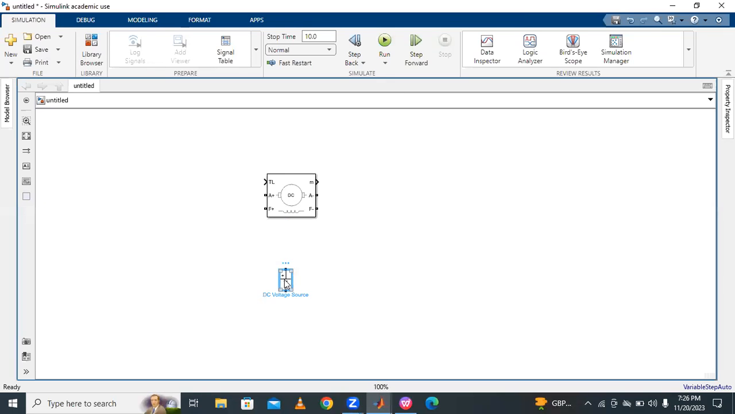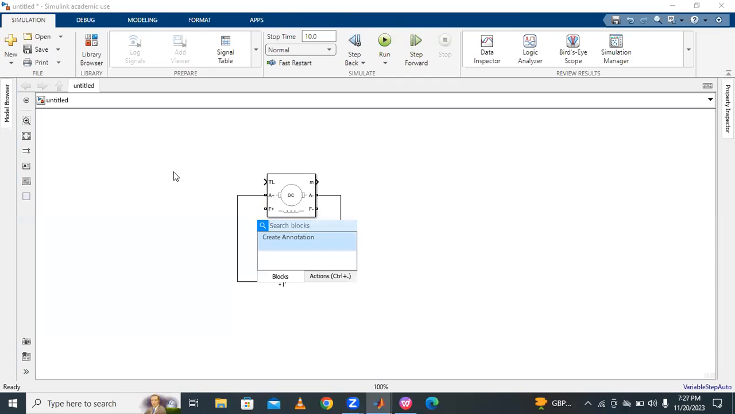Press Ctrl R to rotate the block like this. Connect the positive terminal of the DC voltage source to the armature positive terminal, and the negative terminal to the negative. Okay, this is called a DC shunt motor.